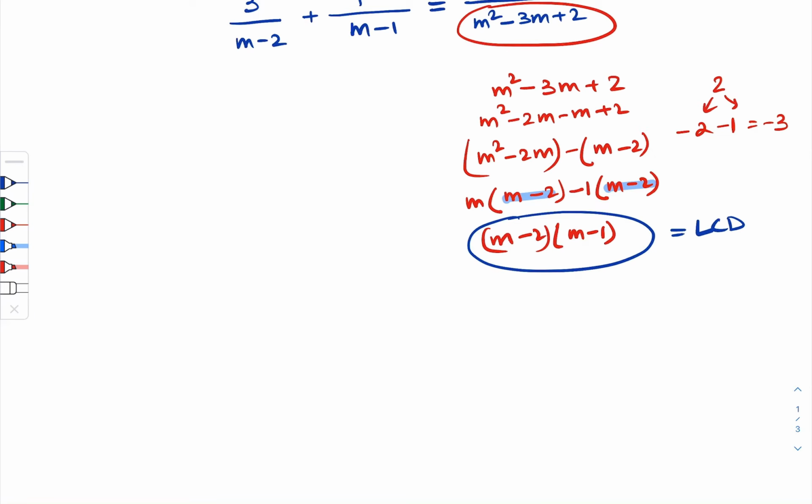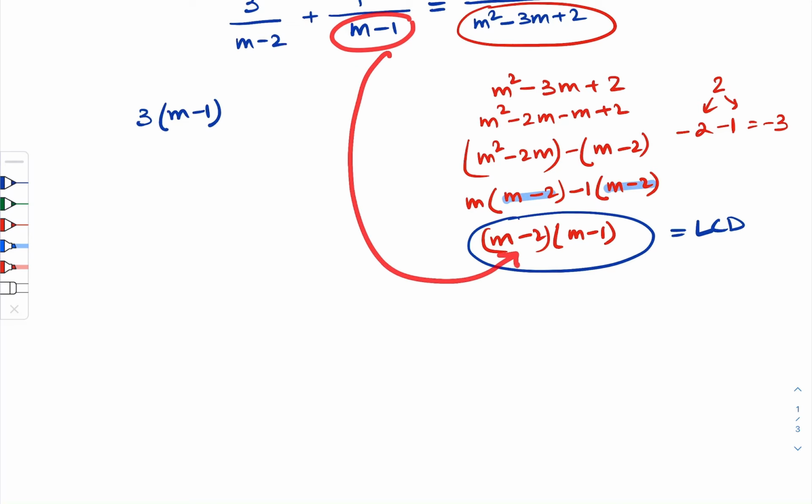And so what we're going to do is we're simply going to look at what to do with this 3 out here. Since I have m minus 2 at the bottom, and since m minus 2 is already present out here, m minus 2 makes the LCD by multiplying m minus 1 with it, right? So what that means is I'm going to drop the m minus 2 and multiply the 3 out here with the m minus 1. So I'm going to do 3 times m minus 1. The second term, m minus 1, has to be multiplied with m minus 2 to make this entire term. So therefore, I'm going to multiply the 1 with m minus 2.